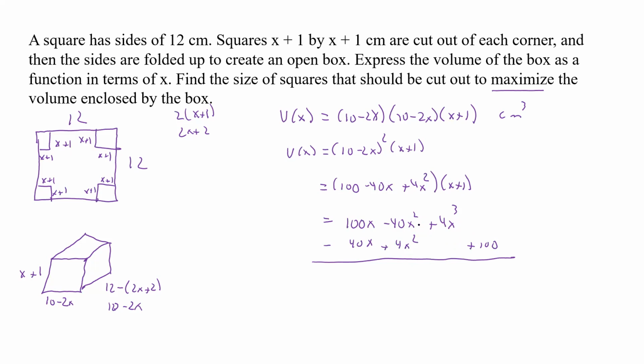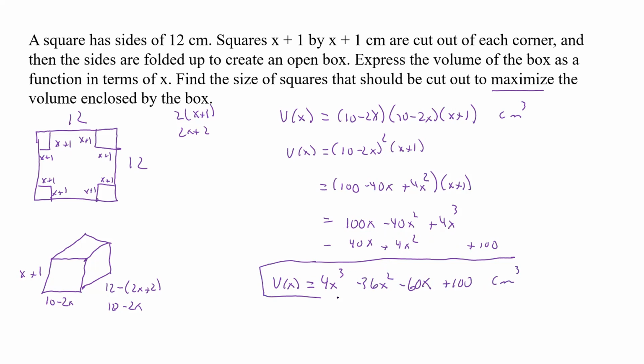And so when we get all that done, we're going to have a 4x cubed, and then we'll have minus 40x squared plus that, so it's going to be minus 36x squared. And then we have 100x minus that, so it's going to be minus 60x, and then we have plus 100. Okay, so now we've got the cube, the squared, x, and 100. So that's going to be our function, and it's going to be centimeters cubed.